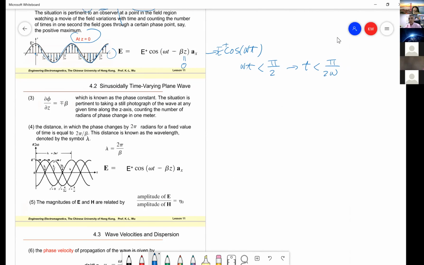So let's observe how the phase changes with the location. We take the phase and take the derivative with respect to the propagation variable z. Then that equals beta. Don't worry about the plus or minus sign. That only indicates which direction the wave propagates.